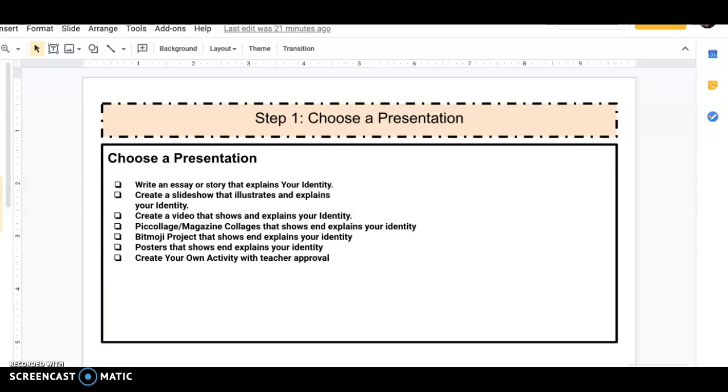The first step you should do with this project is figure out, how do you want to present it? Maybe you want to write an essay or a story that explains your identity. A story could be a children's book with pictures that you've created. It could be a slideshow that illustrates and explains your identity. It could be a video that shows and explains your identity. It could be a pic collage.